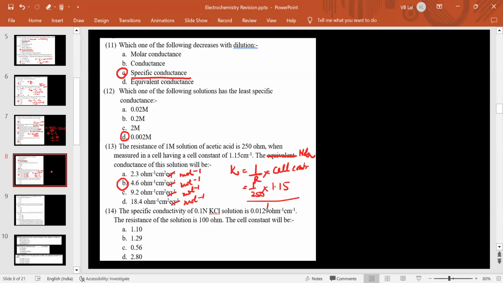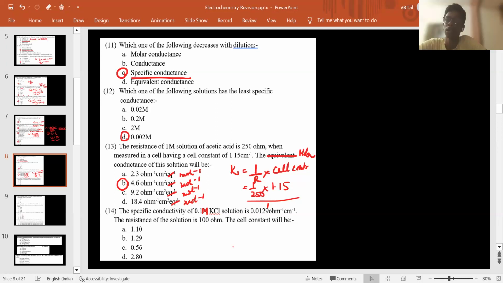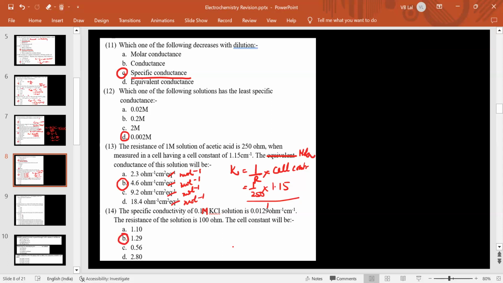Now specific conductivity of 0.1 molar KCl solution is given. The resistance of the solution is 100 ohm. So what is the cell constant? 1.29. Correct. Perfect. Who gave me this answer? Sanjay, you gave? Yes.